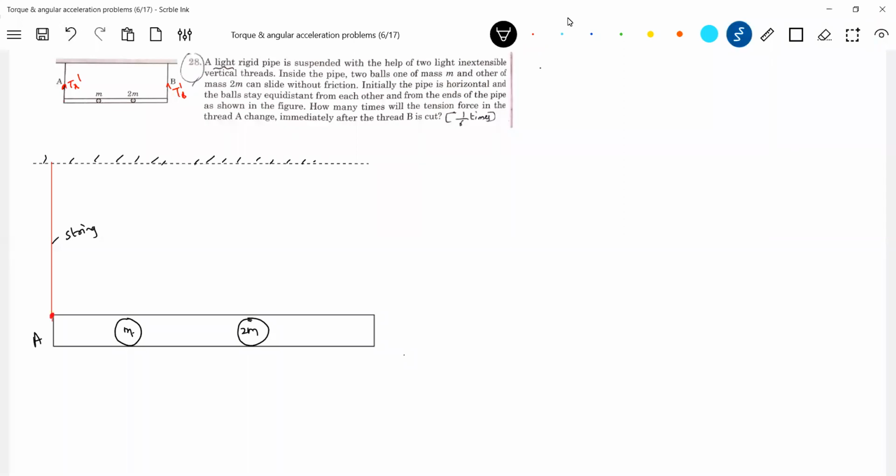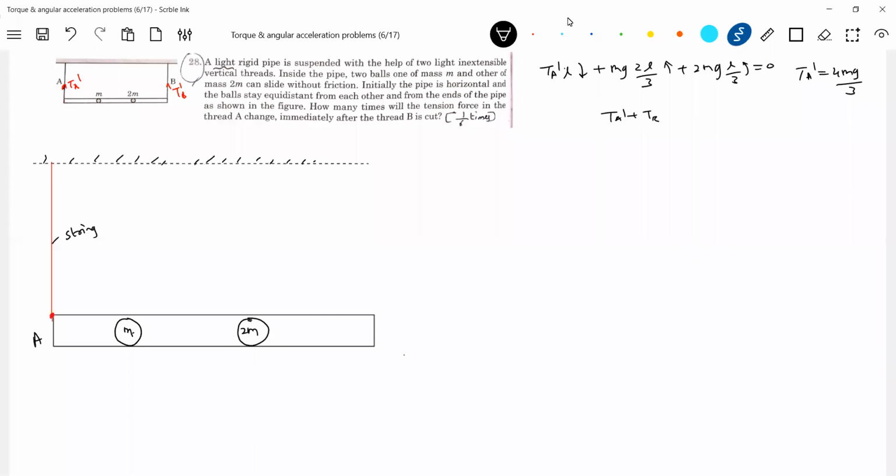So TA dash into L will be anti-clockwise. Then clockwise due to weight mg into 2L by 3, and 2mg L by 3 anti-clockwise, equal to 0. Solving this, we'll get TA dash is 4mg by 3. You calculate TB dash. How? You apply torque about point T. The tensions will be different. And TA dash plus TB dash is what? Balancing 3mg.